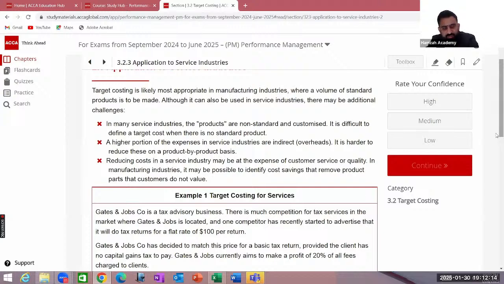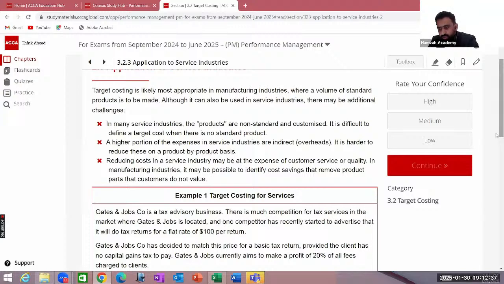In a manufacturing company, if we talk about a car manufacturer, we have a standard production process, a standard car size, where the products are similar. The concept of target cost is easy to apply.